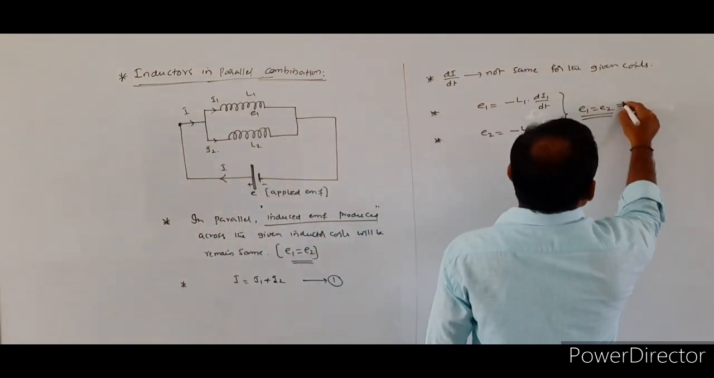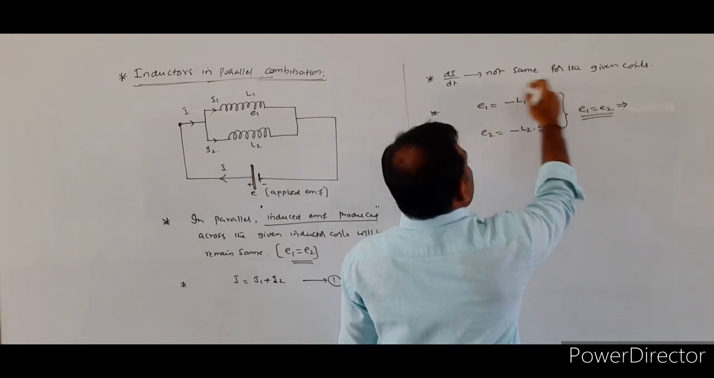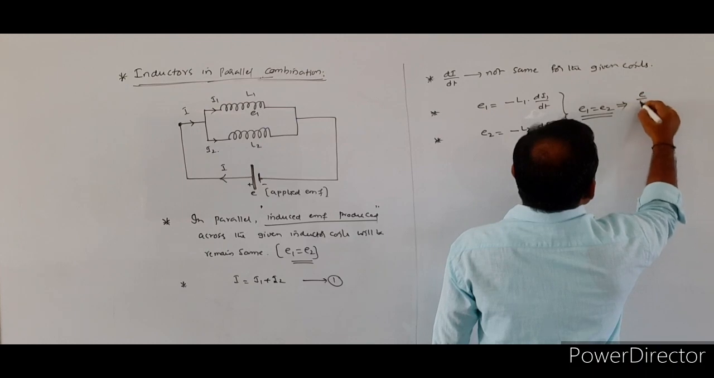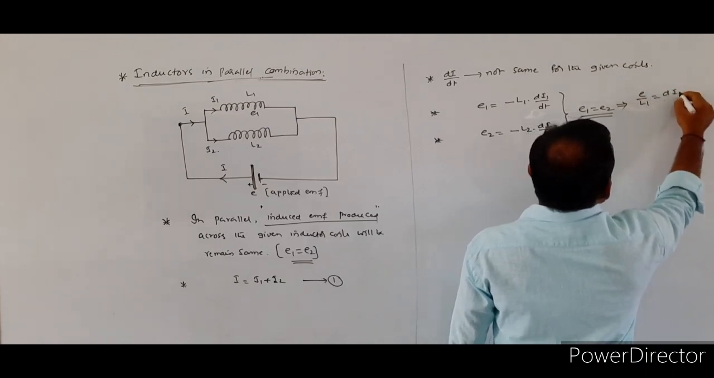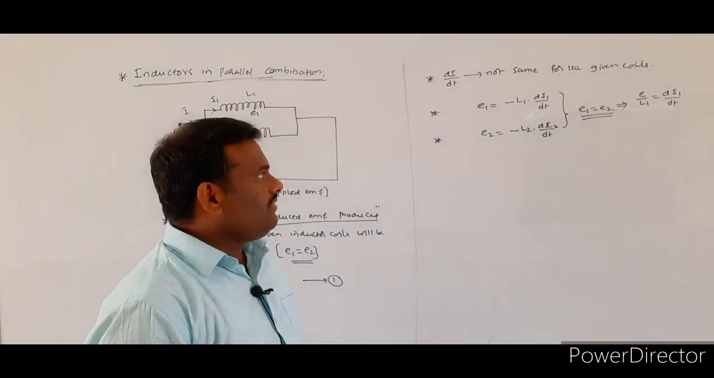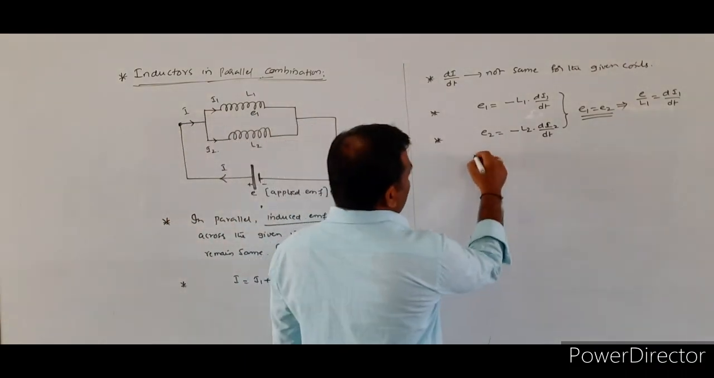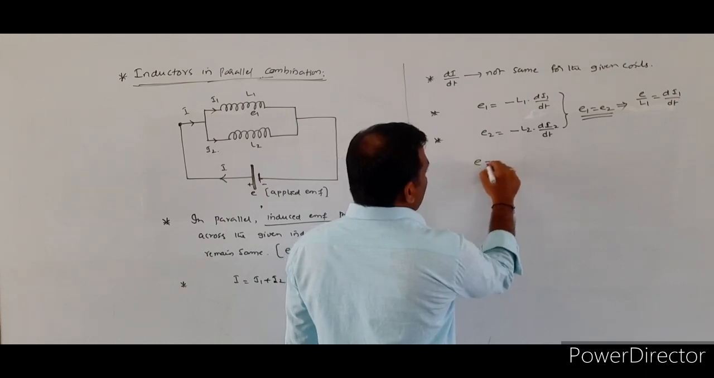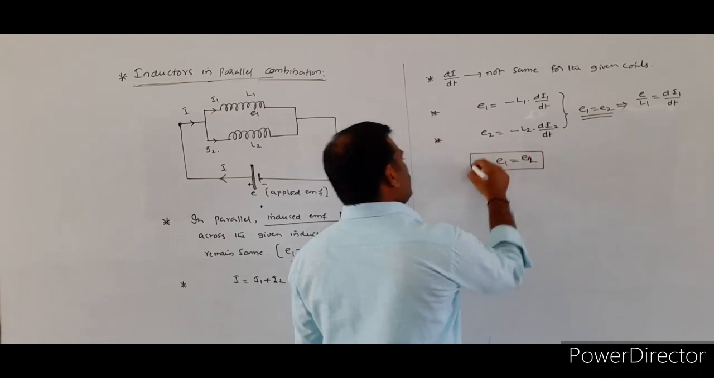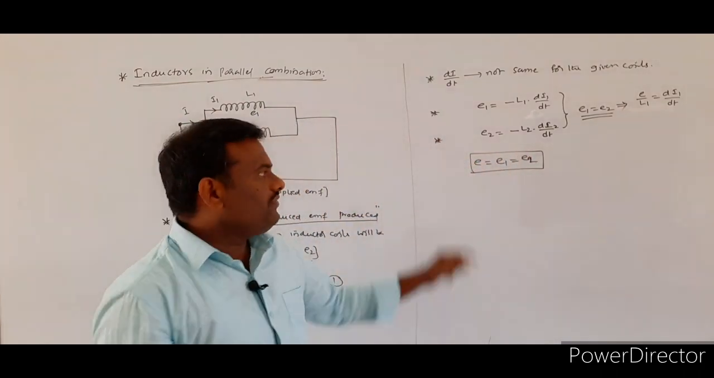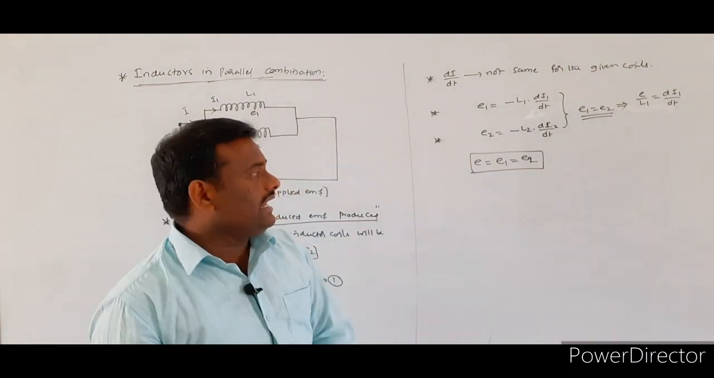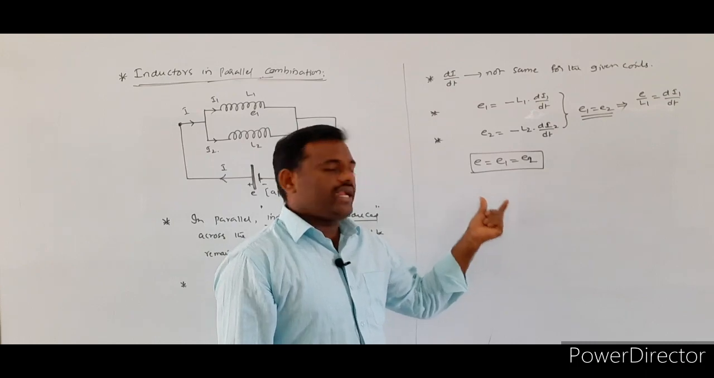That's why here I am writing that. From this first equation, I will consider only the magnitude, so that E by L1 is equal to di1 by dt. Here we are assuming that since they will be in the parallel combination, applied EMF is equal to the amount of the EMF which is existing across the first inductor coil as well as the second inductor coil. So that is the condition we are writing here.